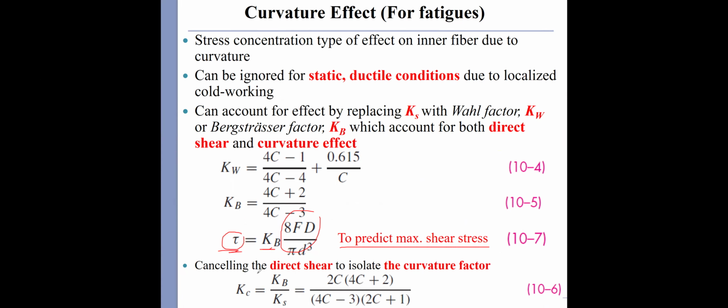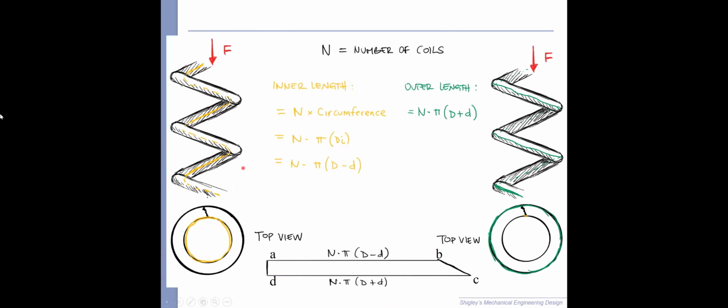Okay, and canceling the direct shear to isolate the curvature effect. If we just isolate the curvature effect, we can define the factor Kc equals KB divided by Ks. So we isolate it from the direct shear. In this case, we're not going to use Kc usually; we're going to use KB most of the time.